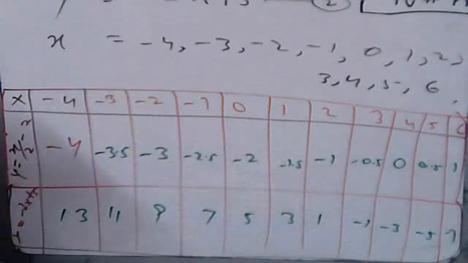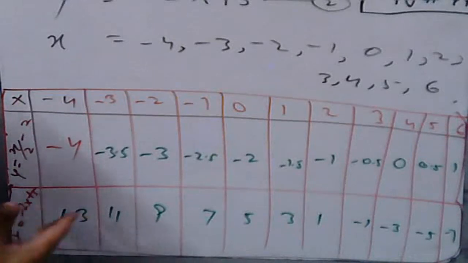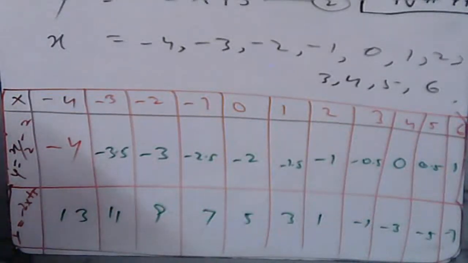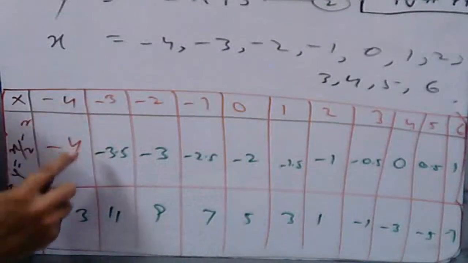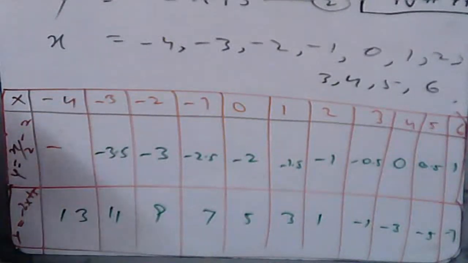So after this, we have to draw a simple graph by using these two given values. For example, for -4, the value of y is -4 again. So like this we can draw a simple graph. How can we draw? It is a very simple methodology, because you are well familiar with how to draw.